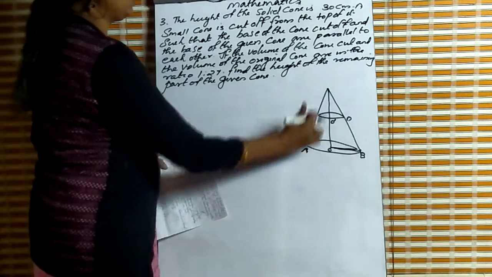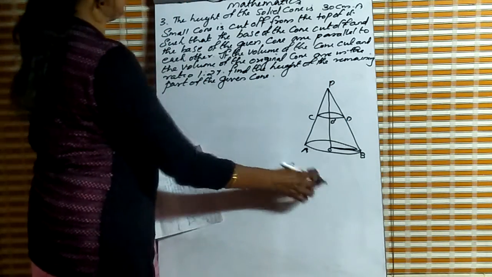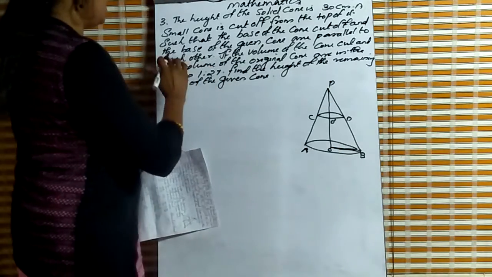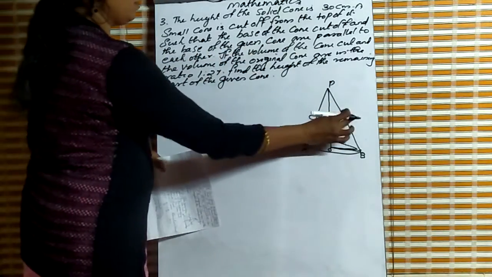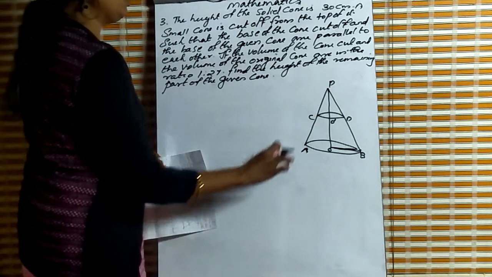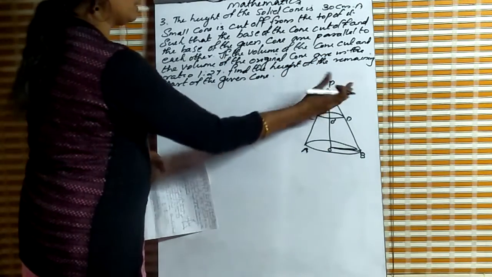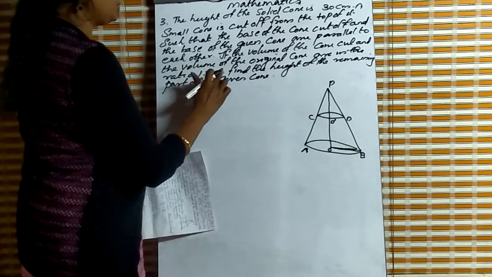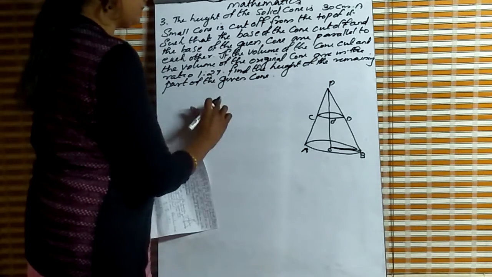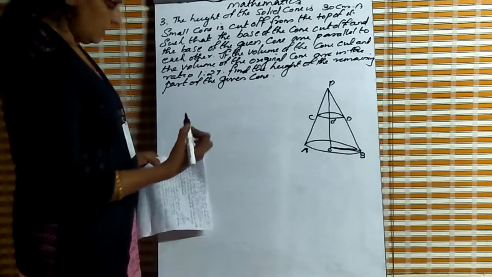The height of the solid cone, this full height, this is P. PO is equal to 30 centimeter. A small cone is cut off. This PO dash is cut off and the base of the given cone are parallel. CD and AB are parallel to each other. If the volume of the cone cut and the volume of the original cone, this full cone and the cone cut off, are in the ratio 1:27. Find the height of the remaining part of the given cone. That means we have to find O dash O is the question.